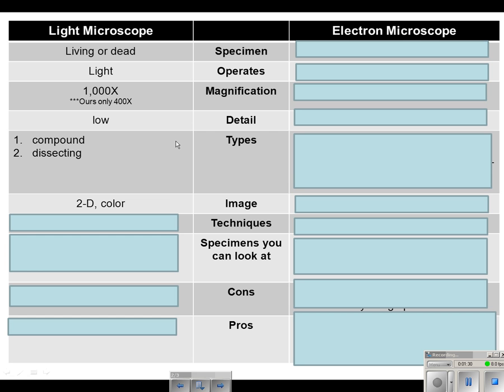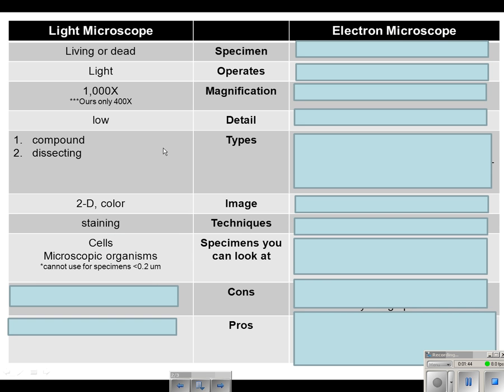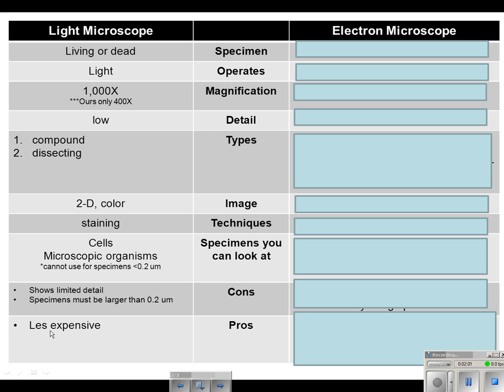The images under light microscopes are 2D, but they are in color. We can use staining techniques. We'll use methylene blue to stain a specimen so that we can see the organelles a little bit clearer. We can look at cells and bacteria, anything that's going to be less than 0.2 micrometers. Unfortunately, some cons are there's limited detail, and specimens do have to be small, and they also have to be very thin so that light can pass through them. And these microscopes are less expensive.